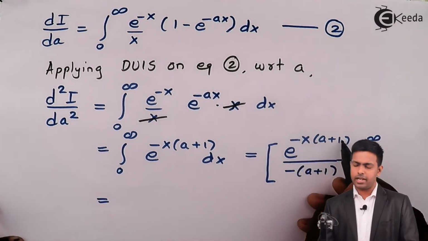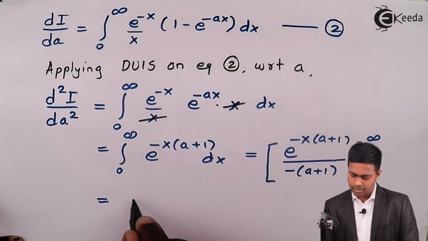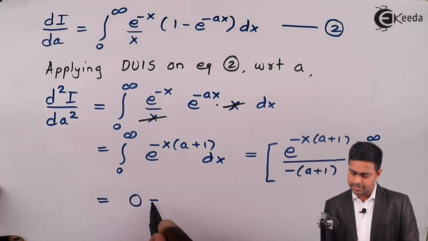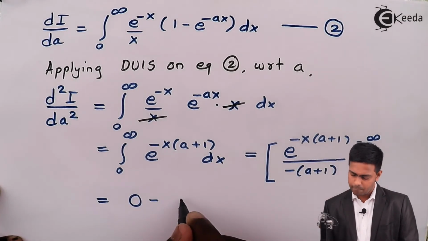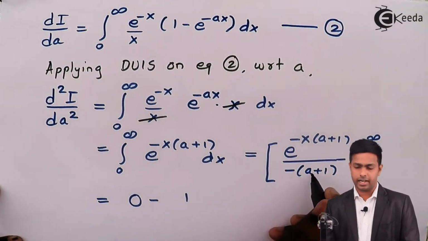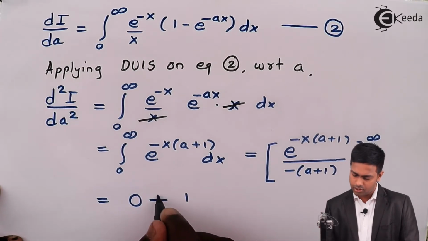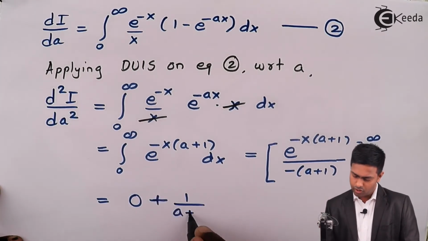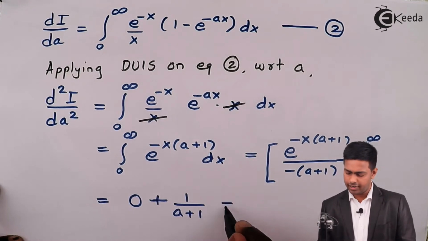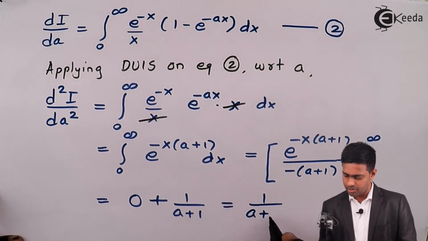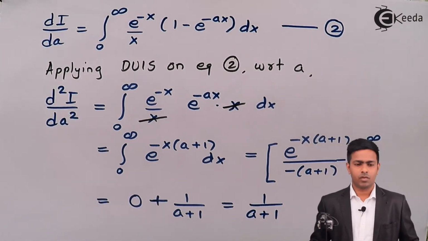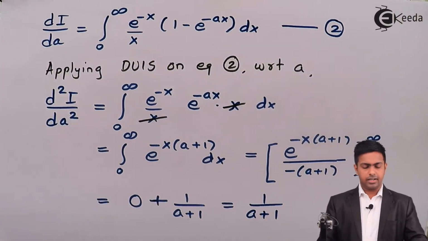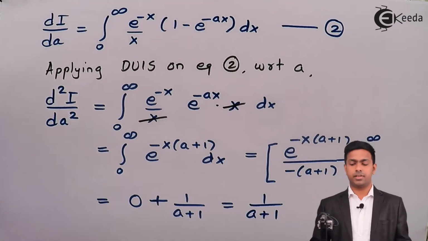So e raised to minus infinity will give us 0, middle sign negative. Now we'll put 0, so e raised to 0 will be 1, and this term is negative, so minus and minus will become positive a plus 1. So it means we will get 1 upon a plus 1 as the value of d square I by dA square. Now after that, let's see the step number 3.